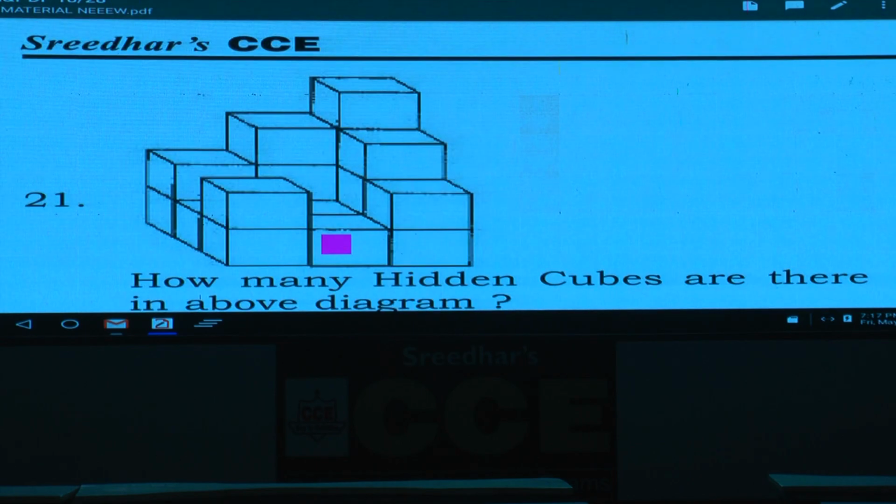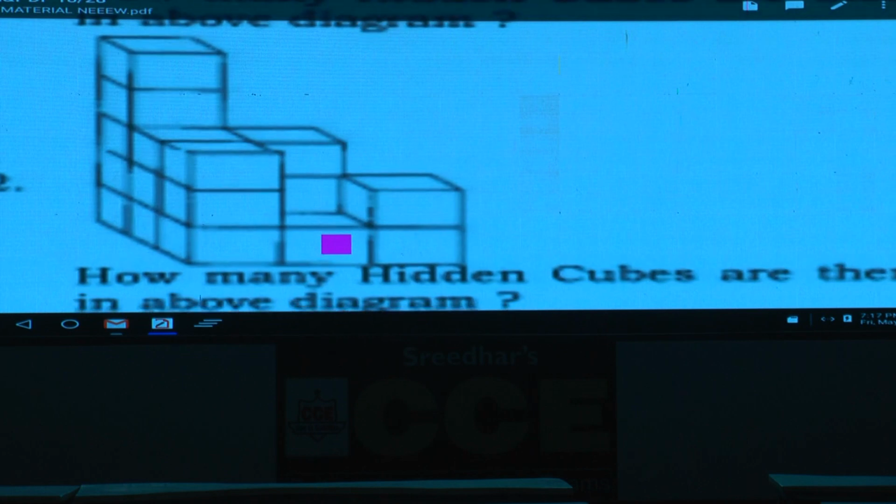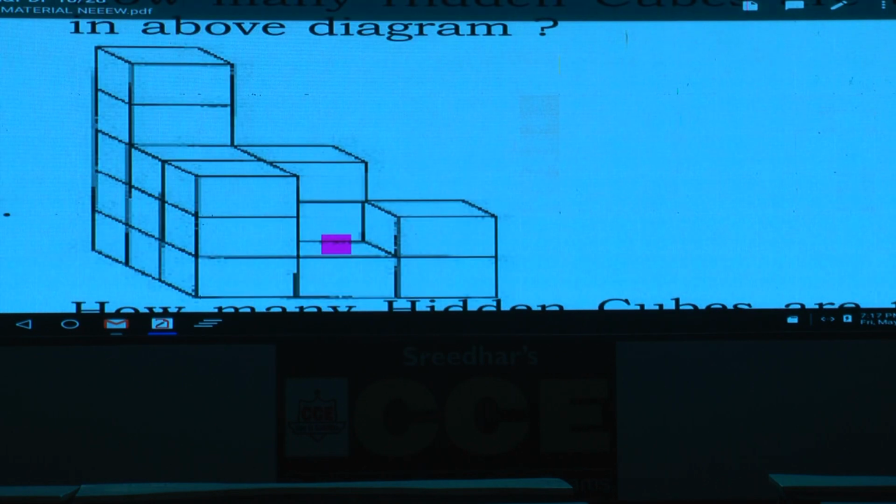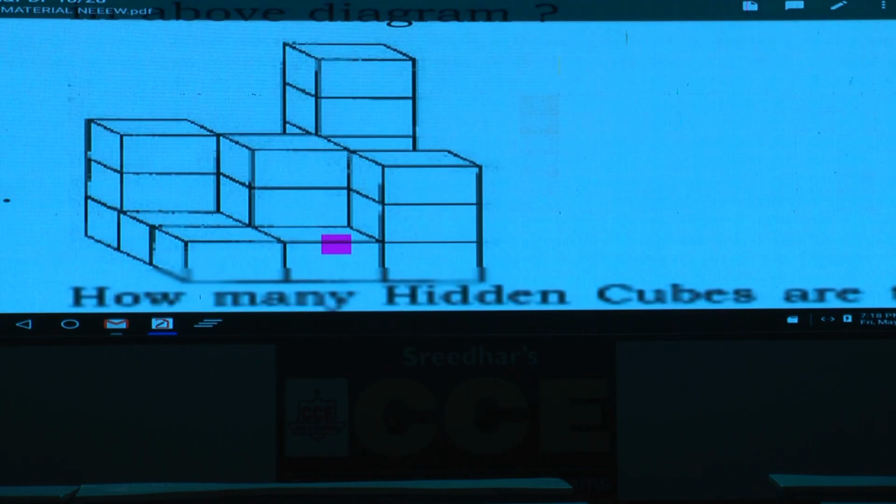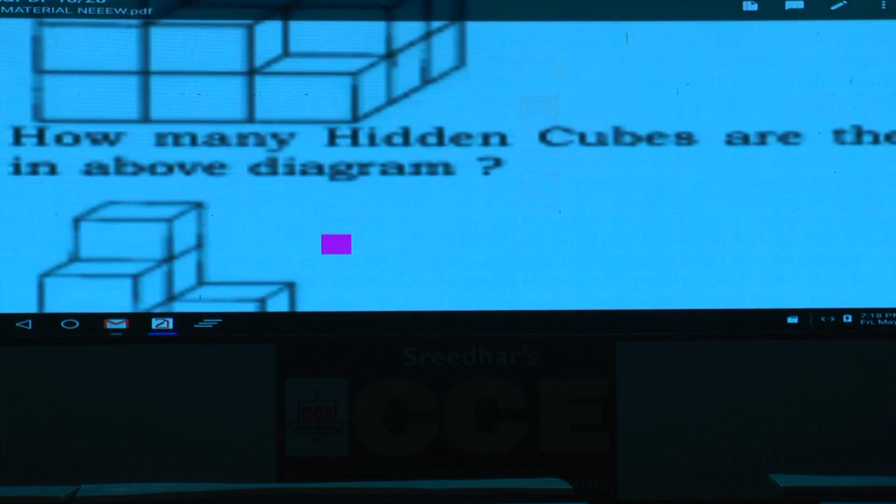Then once 21st were done, then 22nd. Four. Done. Now I am going to the next one, 23. 5 or 4? 5. 23, 5. Then 24.